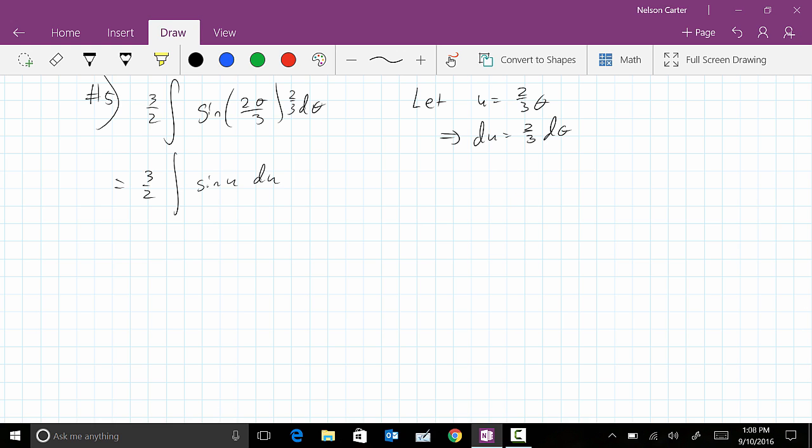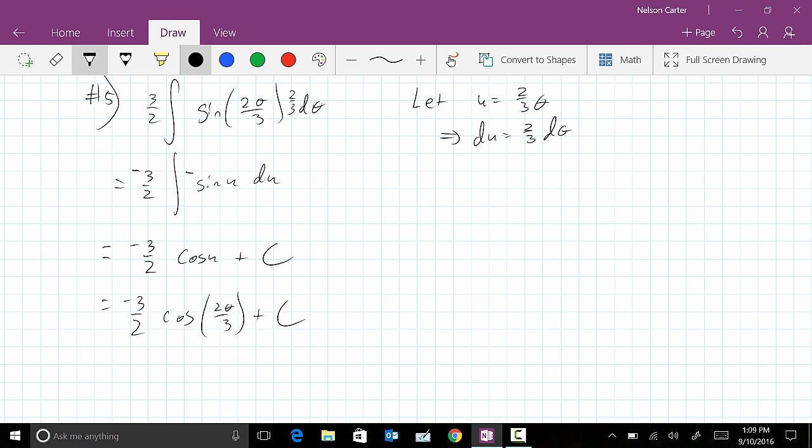I know that the derivative of the cosine is negative sine, so I'm going to put a negative sign here and a negative sign there. So then I've got negative 3/2 times the antiderivative of negative sine, which is the cosine. So this is the cosine of u plus constant. And then you've got to back substitute. So you've got negative 3/2 times the cosine of 2 theta over 3 plus c.